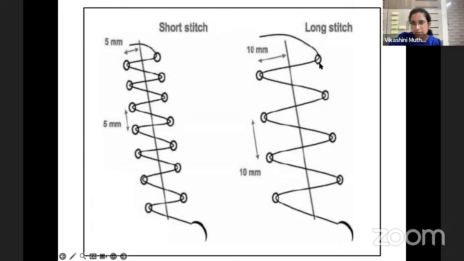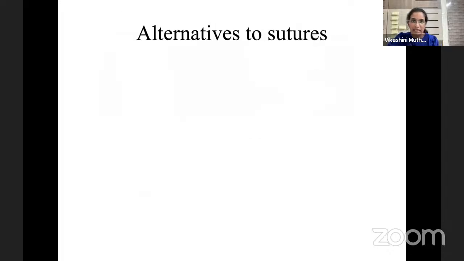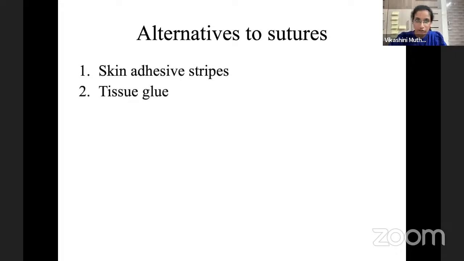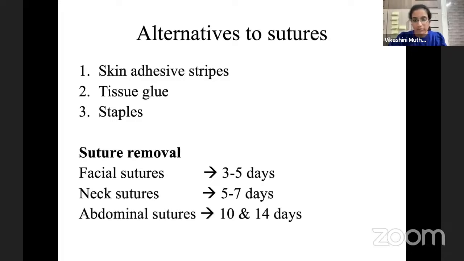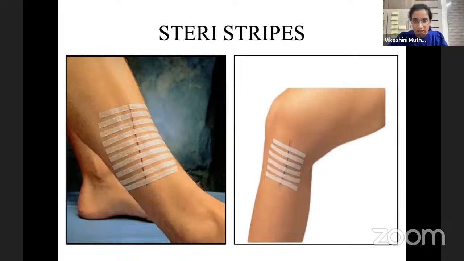So you can see, this is the place where you pierce the needle, and it is anticipated to cause some buttonhole defect, which might later on cause hernias. And let's see some alternatives to the skin sutures, like skin adhesive strips, tissue glue, or staples. Coming to suture removal, the facial sutures are removed at 3 to 5 days, neck sutures are removed at 5 to 7 days, and abdominal sutures you remove somewhere between 10 and 14 days.